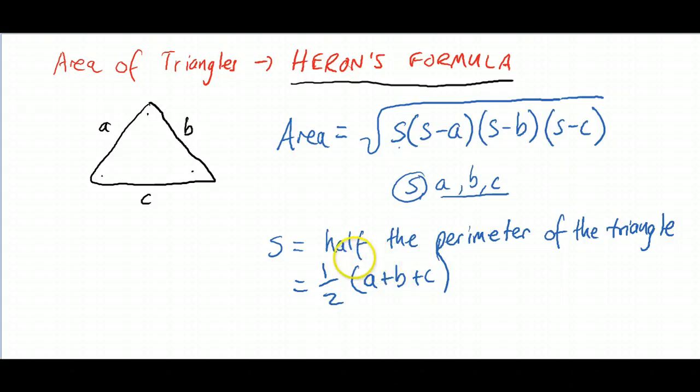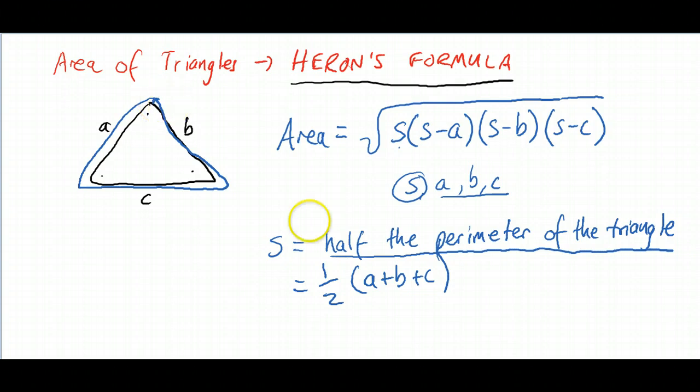S stands for the semi-perimeter. The semi-perimeter just means half the perimeter of the triangle. Okay, perimeter means to measure the distance around the edge of something. So the perimeter goes all the way around this triangle. And half the perimeter, or the semi-perimeter, is going to be half of the distance around the triangle. So to find the distance around the triangle, you just add the three sides, a plus b plus c, and then times it by half, and you've got half the perimeter. So that's what s is.